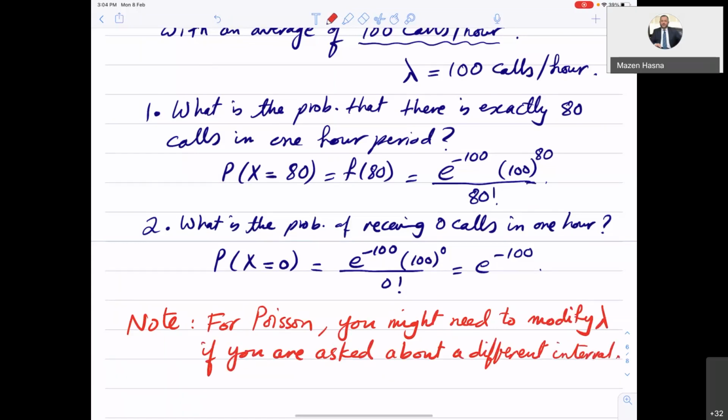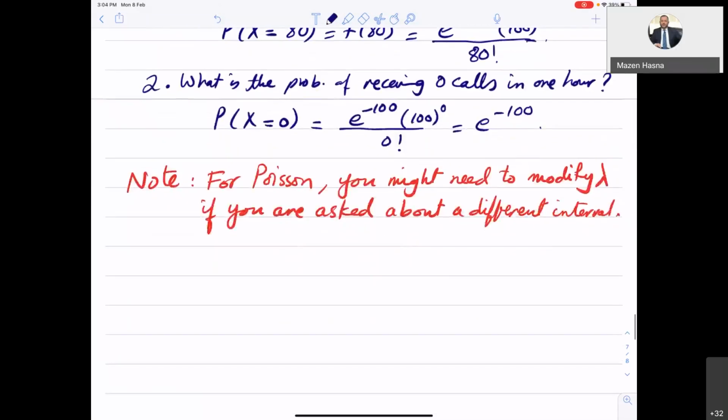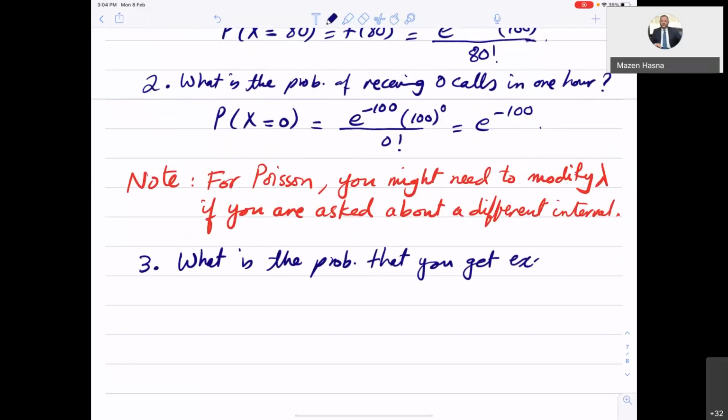What does that mean? Let's continue with our example and see what that means. I can ask you, what is the probability that you get exactly 30 calls in a half-hour period?